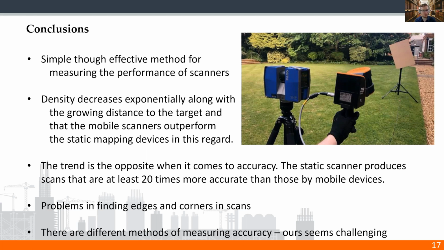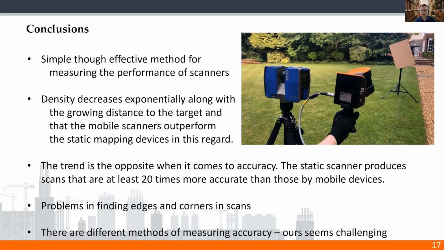The trend is opposite when it comes to accuracy. The static scanner produces scans that are at least 20 times less noisy than those by mobile devices, while the accuracy specifications for such use cases as measured building surveys, topographic surveys, and low accuracy setting out are met by all the devices almost at the whole range. The more demanding use cases, such as engineering surveying, could only be satisfied by the static scanner.